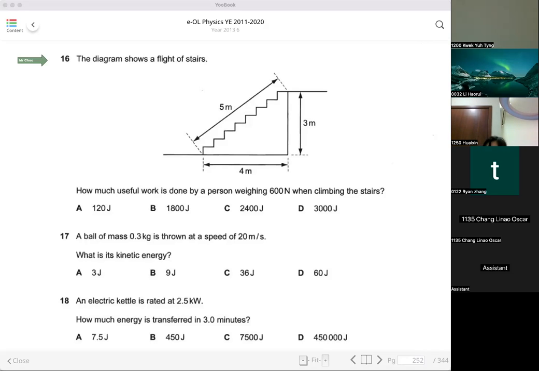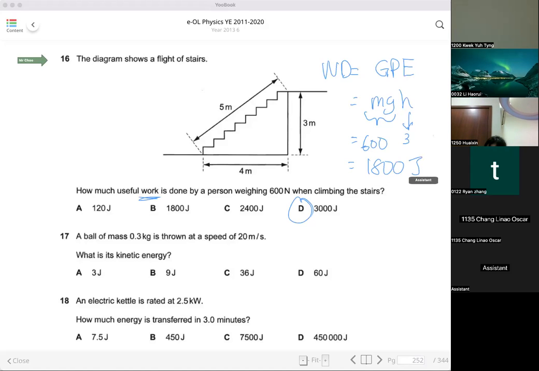Okay, Huai Xing, your 16 is correct. Okay, so all of you got the answer for this. Well done. So the work done is the same as the gravitational potential energy gain, which is mgh. mg is your weight, which is 600. Height is the height of the staircase.